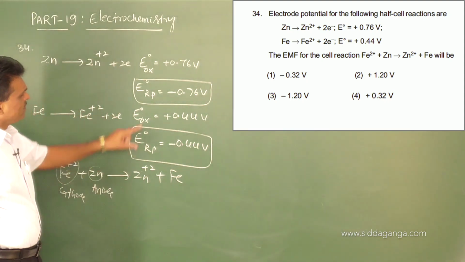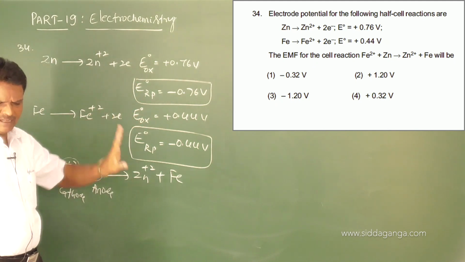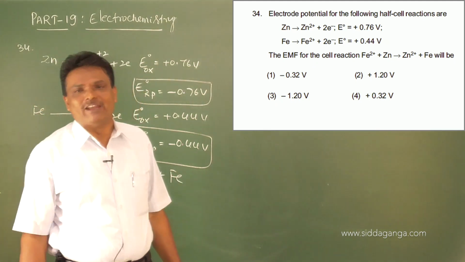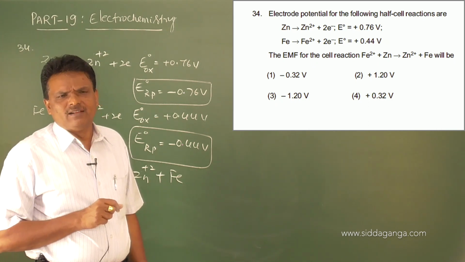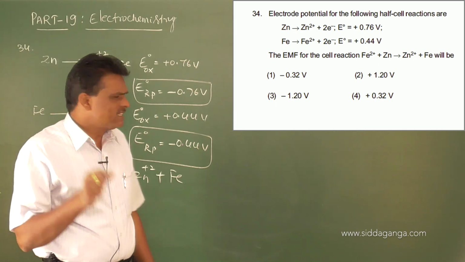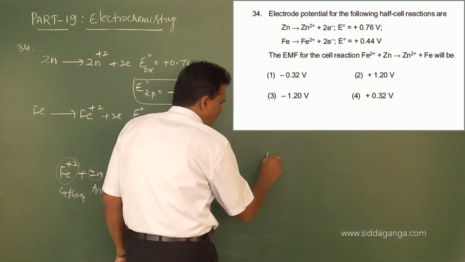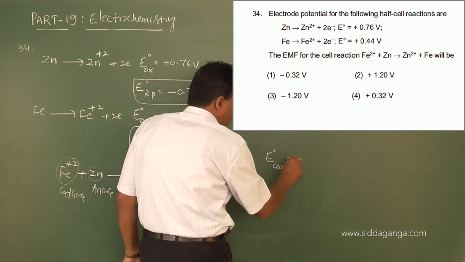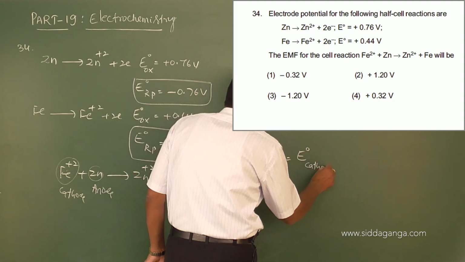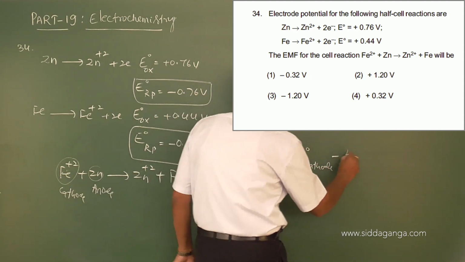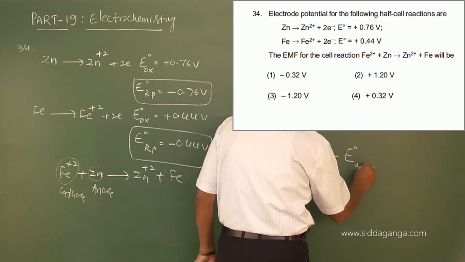So we know that according to the consideration of SRP values, how do you calculate the EMF of the cell? So E naught cell is equal to the standard reduction potential value of the cathode minus the standard reduction potential value of the anode.